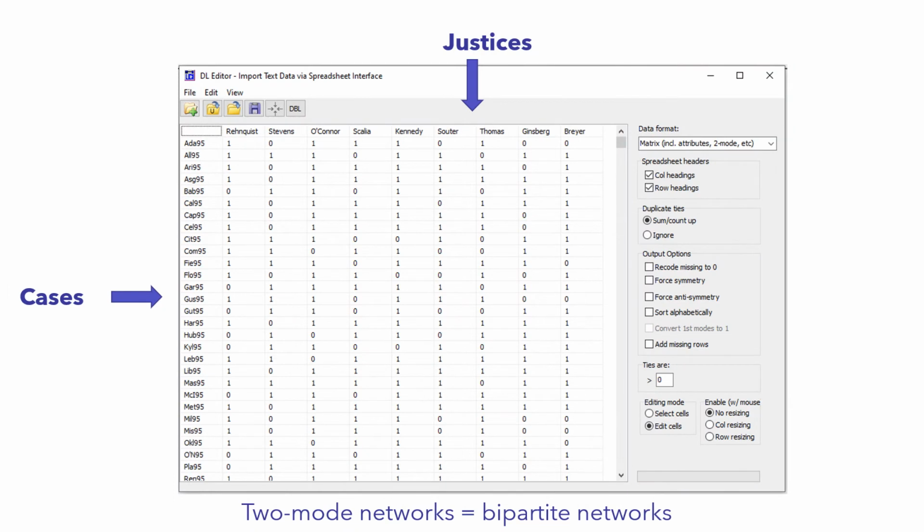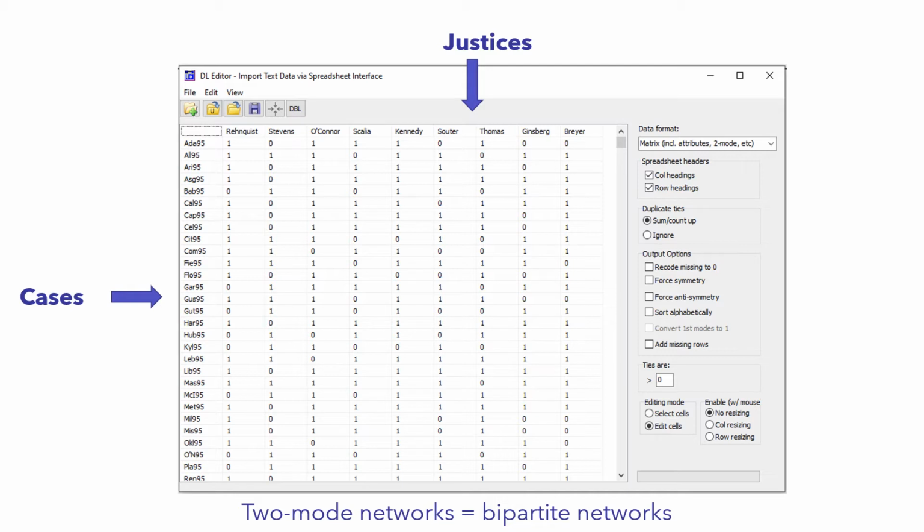In this video, we'll learn how to analyze two-mode networks. First, what are two-mode networks? If a network has two types of nodes, then the network is two-mode. Two-mode networks are also called bipartite networks. Bi means two, and partite means part.